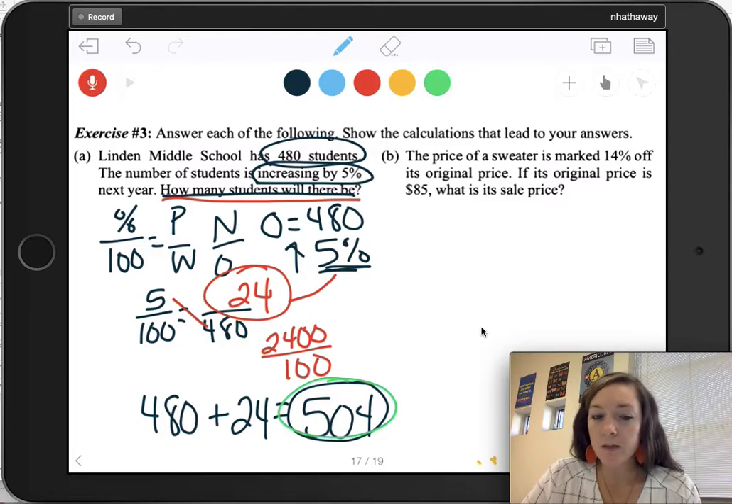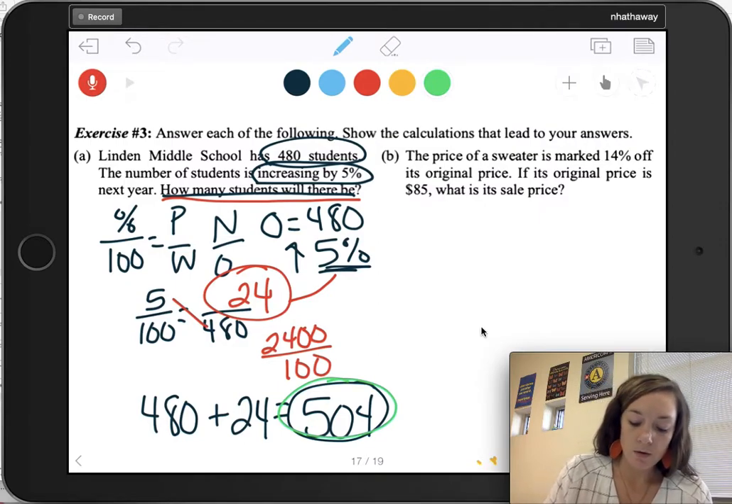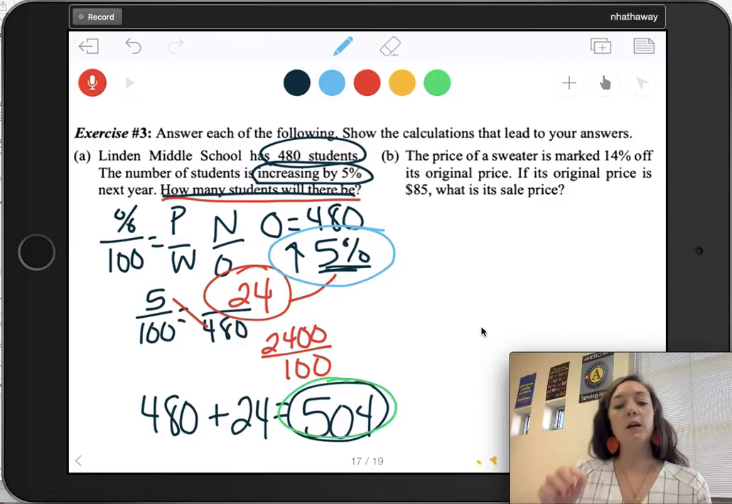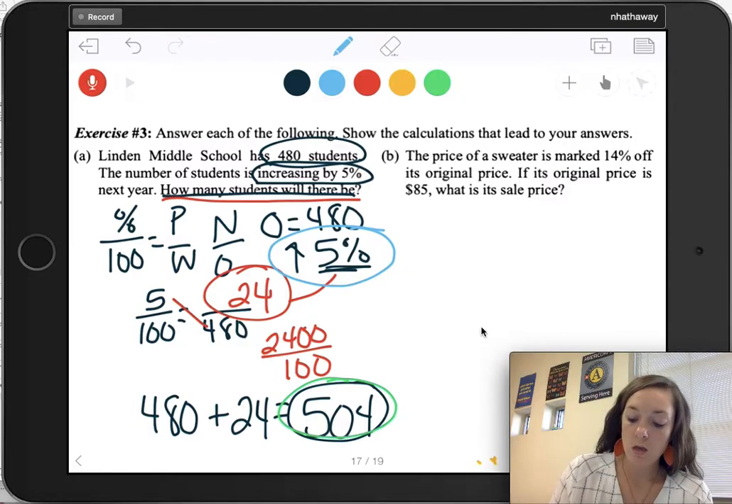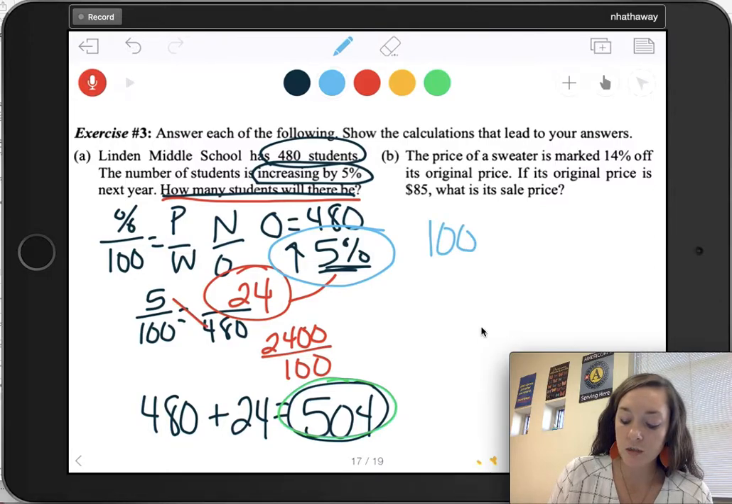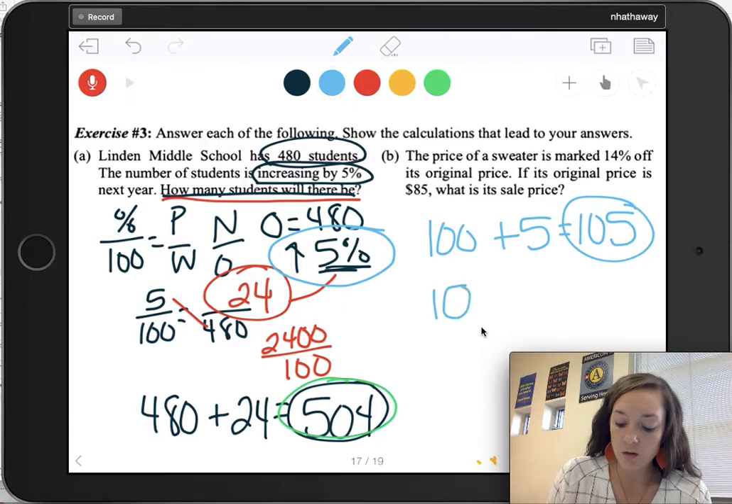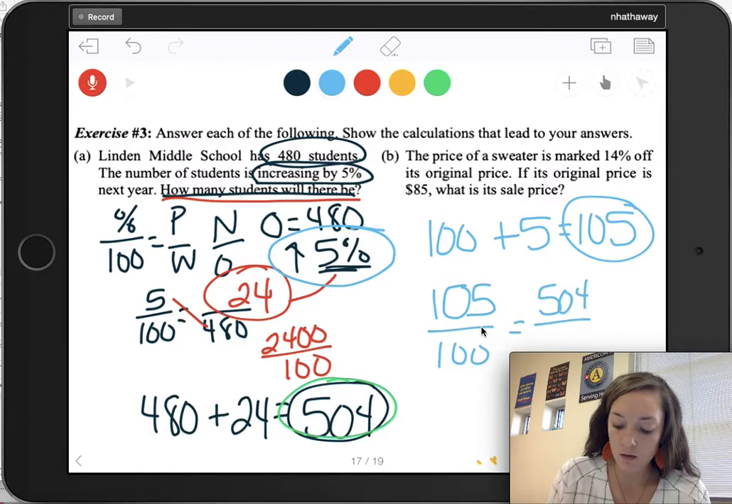I want to show you a different way to do this. Either way is fine, but I think this one is a tad bit easier. If I know that my increase is 5%, remember that we worked on writing the new amount as a percent of the original. The original is always 100% and it is increasing 5%, so I can add 5 to that and get 105%. That's my new percent. So if I use 105% instead of 5, I'm going to come out with 540.